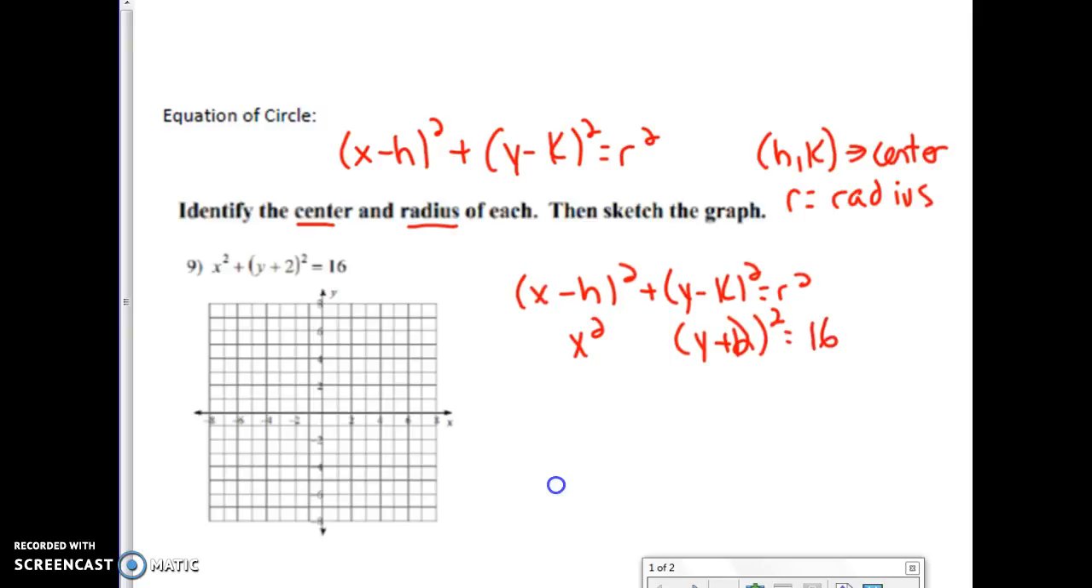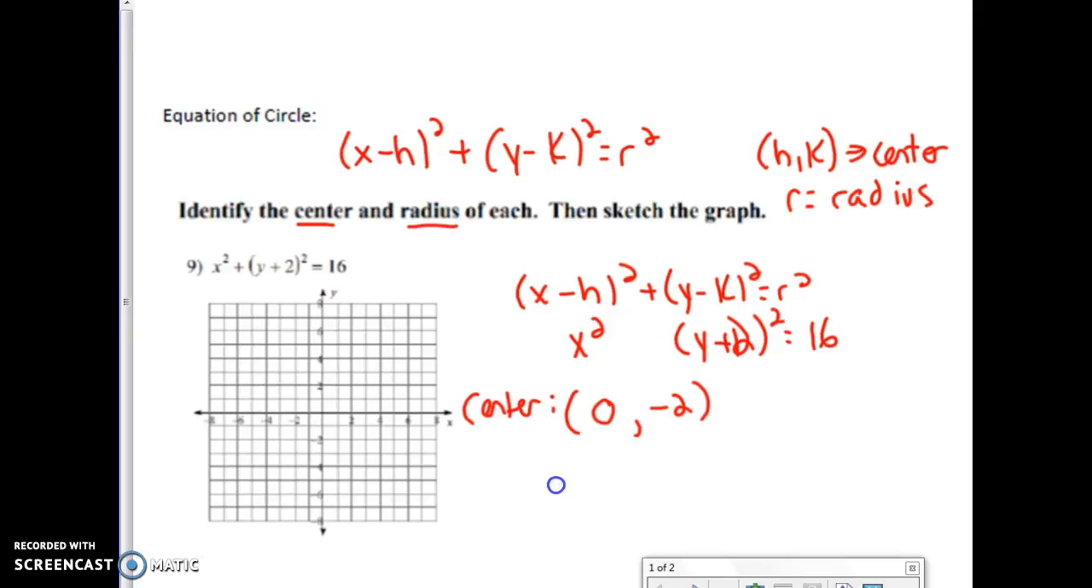So when I look at this, what am I subtracting? There is nothing that I'm subtracting from x. So I can tell you that the x value for my center is going to be 0, because if I just put 0 in place of h, I would just end up with x². Now looking at k, what's my k value? It's going to be the opposite direction since it's a plus. So I would get negative 2 to be my y value. So my center is (0, −2).